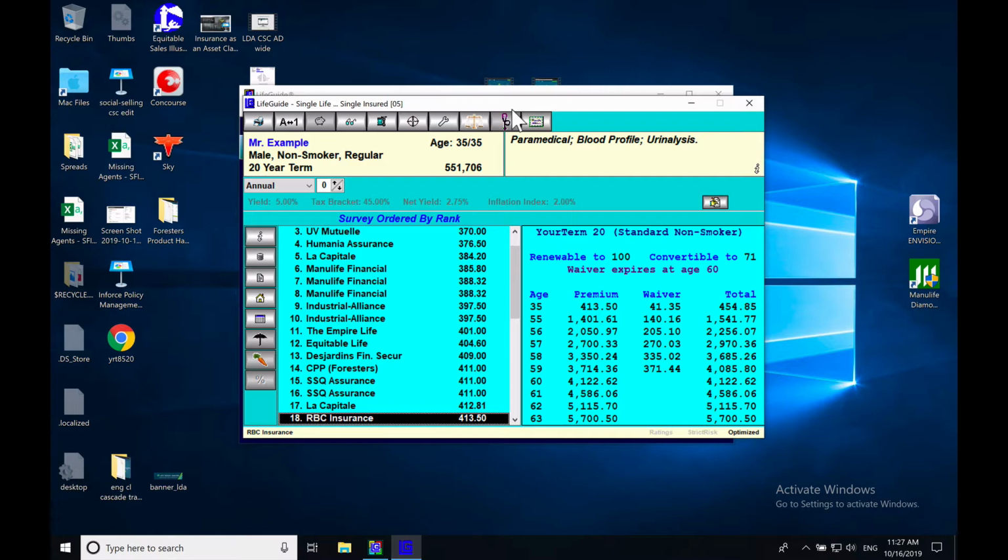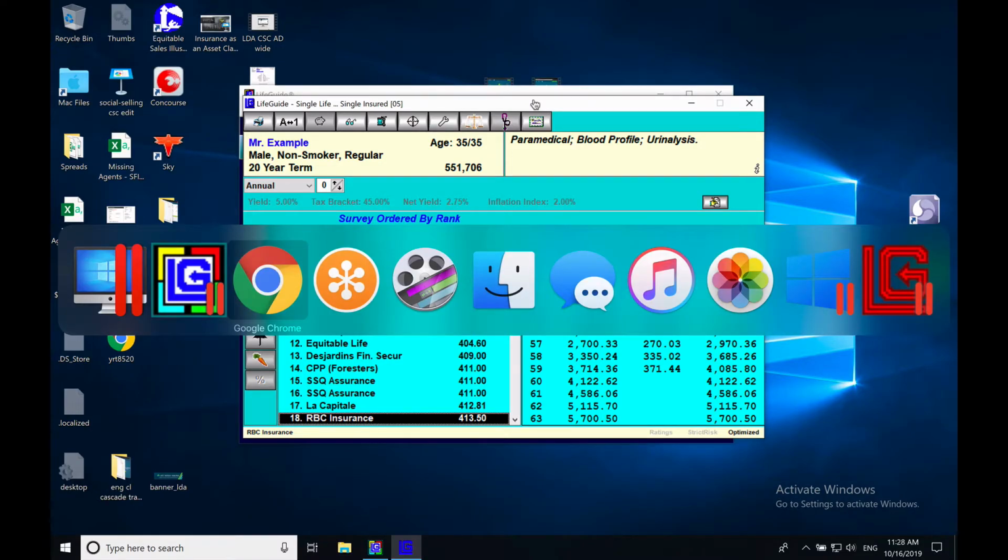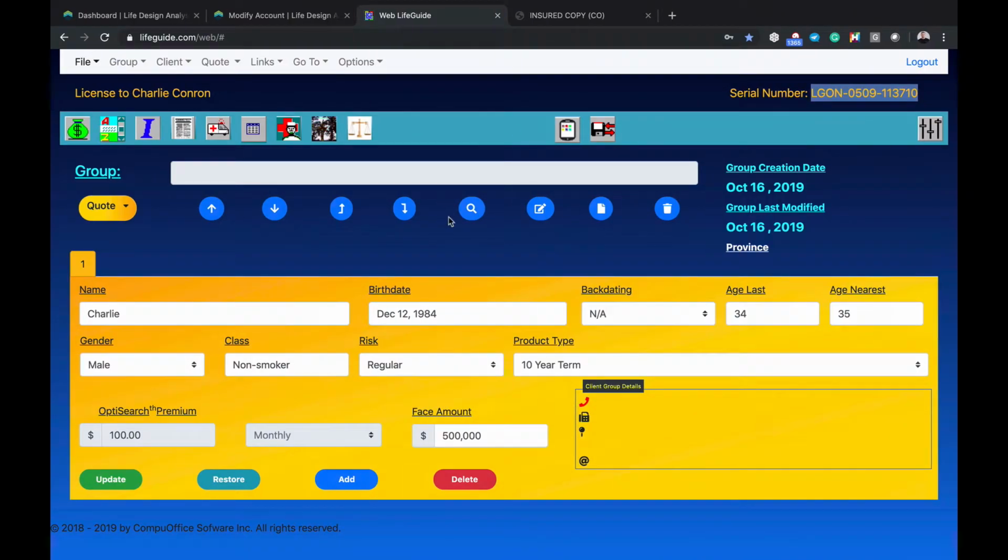One of the other things, you have some pretty exciting stuff going on at the moment at CompuOffice, specifically with the LifeGuide product. And I'm fortunate enough to have a little bit of a sneak preview here. But this is LifeGuide Web. Can you tell us a little bit about the launch and what you've been working on?